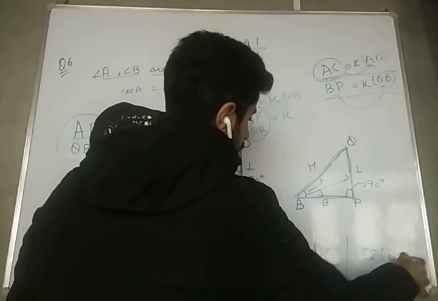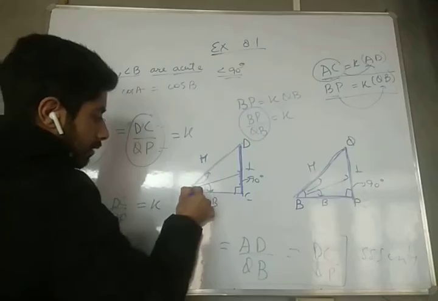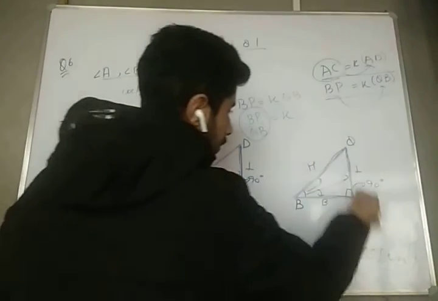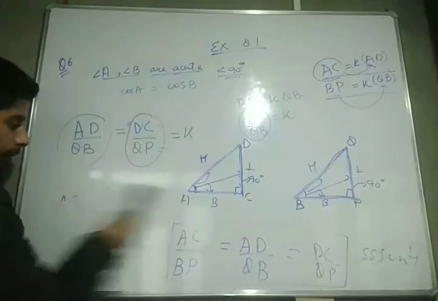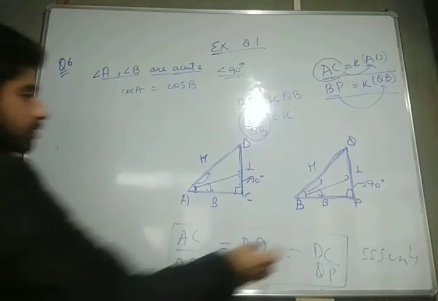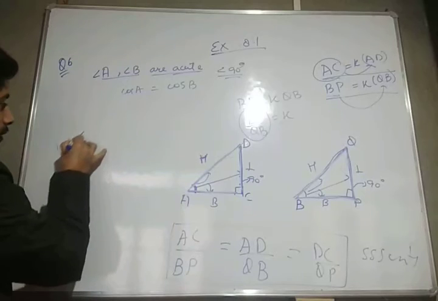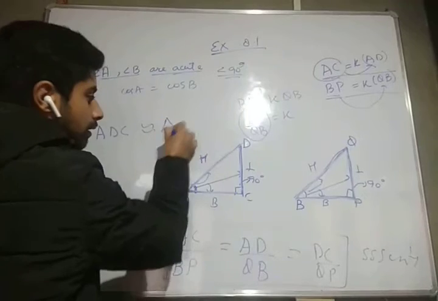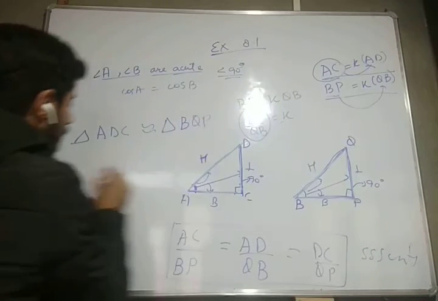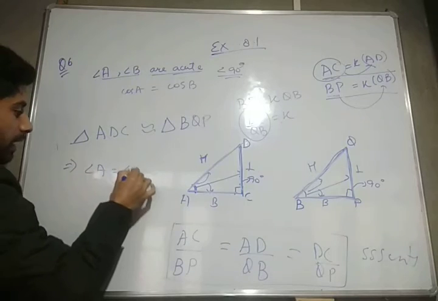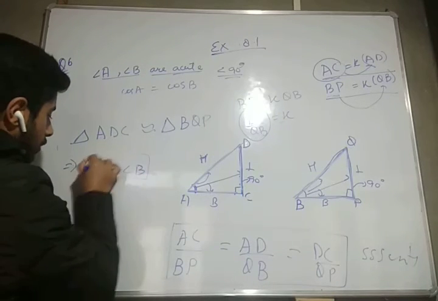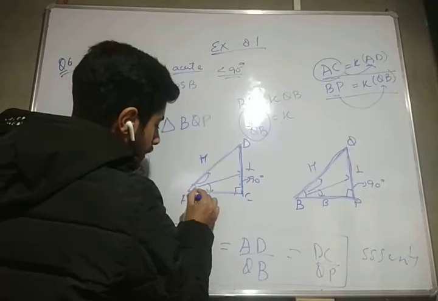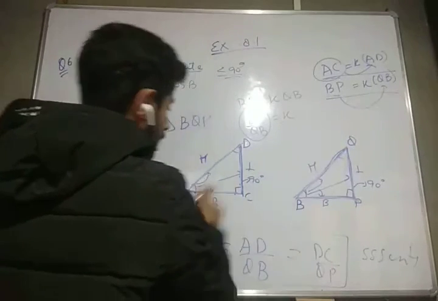What is this? Isn't this a criteria for similar triangles? SSS criteria. That means this triangle is similar to this triangle. We concluded that these two triangles, triangle ABC is similar to triangle BQP. That means angle A is equal to angle B, because these are similar triangles, and all the angles in similar triangles are equal.